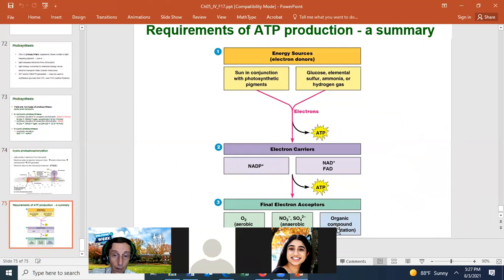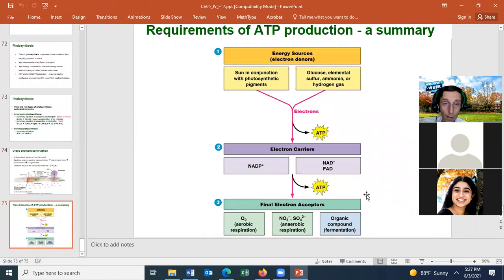So when we look at the requirements for ATP production, we can notice that the energy source can vary. For aerobic respiration, we're using mostly glucose or some organic chemical molecule. And we didn't mention it, but the chemosynthetic organisms can use an inorganic chemical molecule like sulfur or ammonia. In both cases, the electrons are stripped from the molecule, and then the electrons are used to make ATP, mainly in the electron transport chain of aerobic respiration.